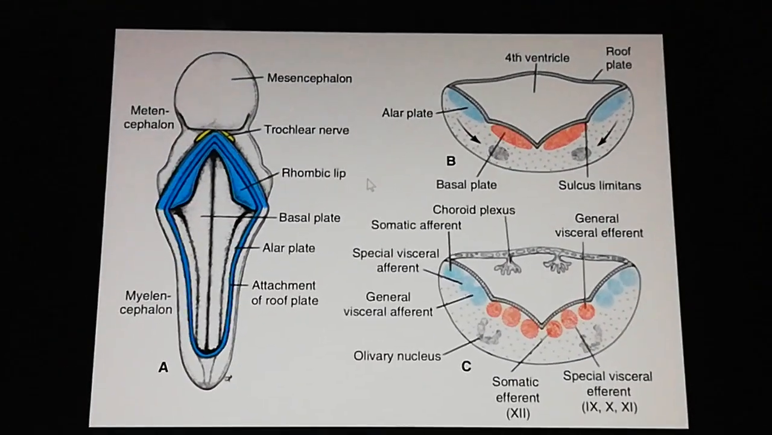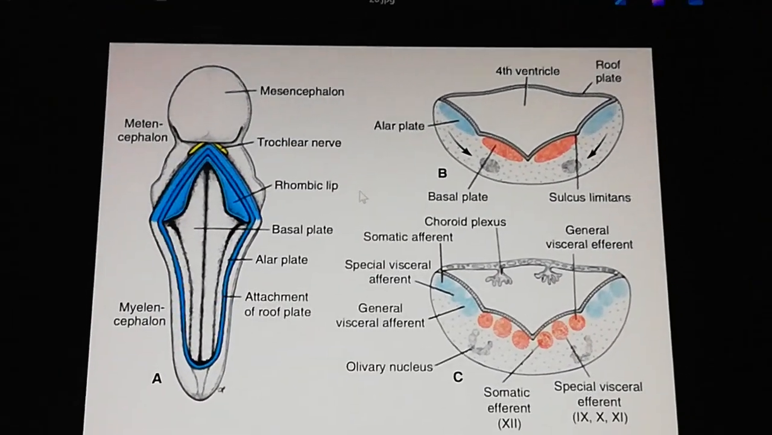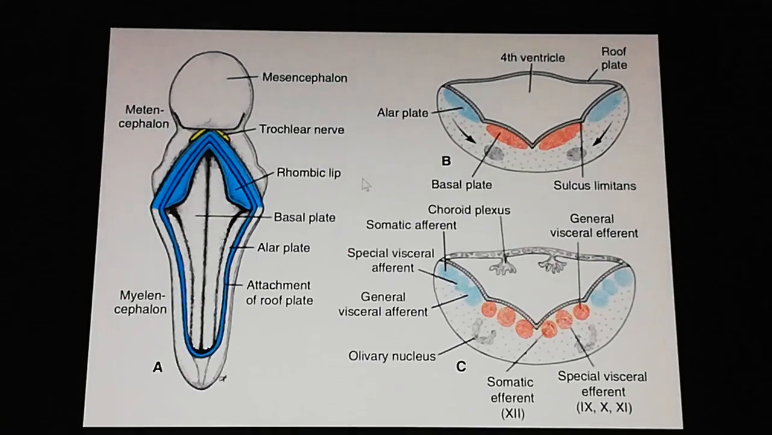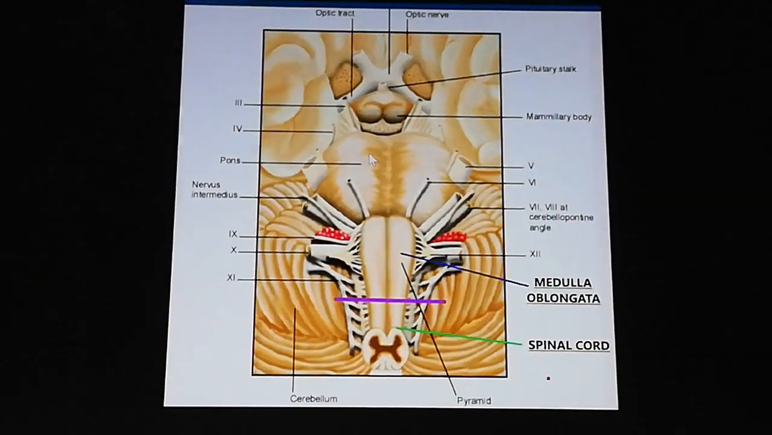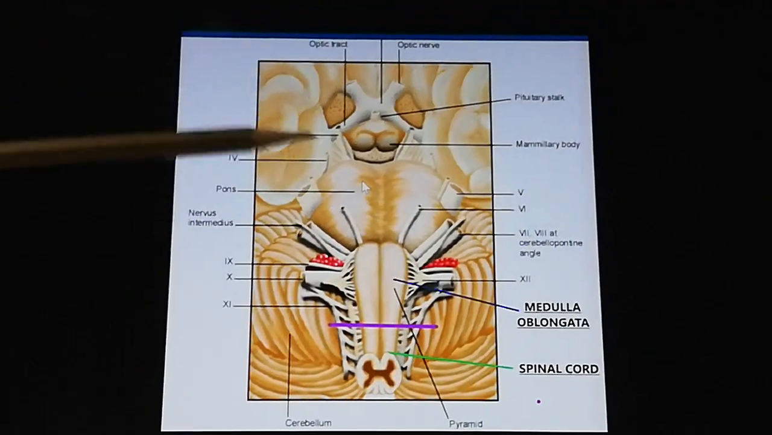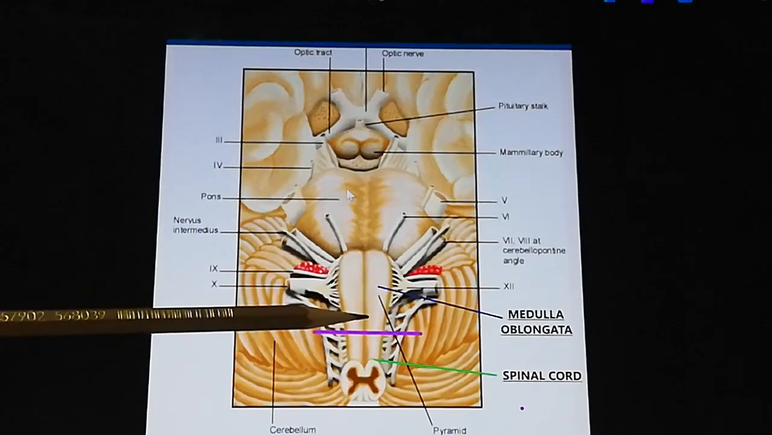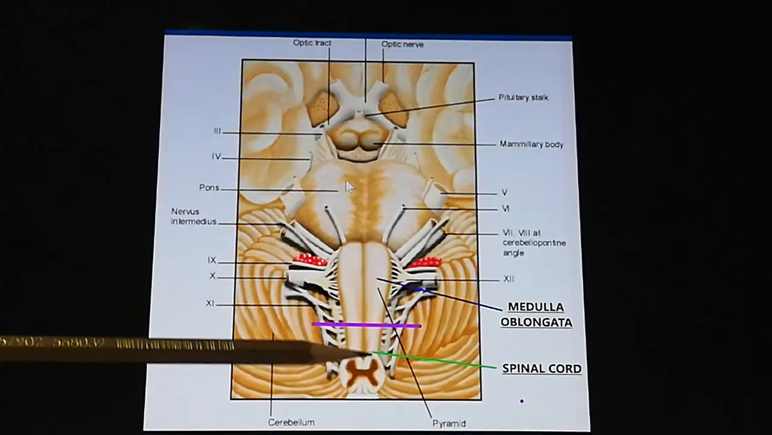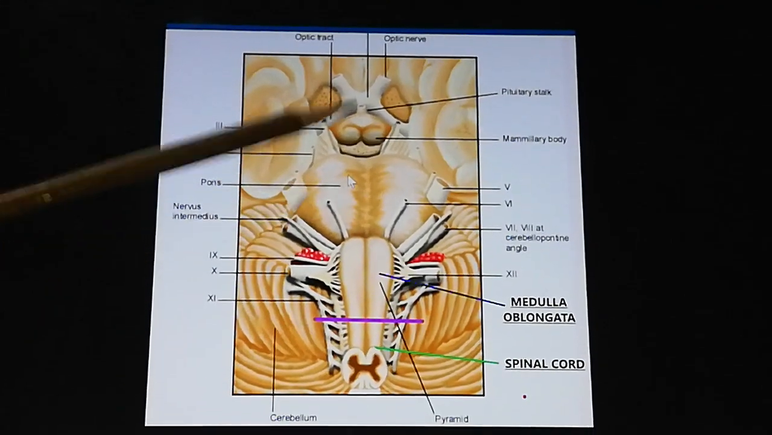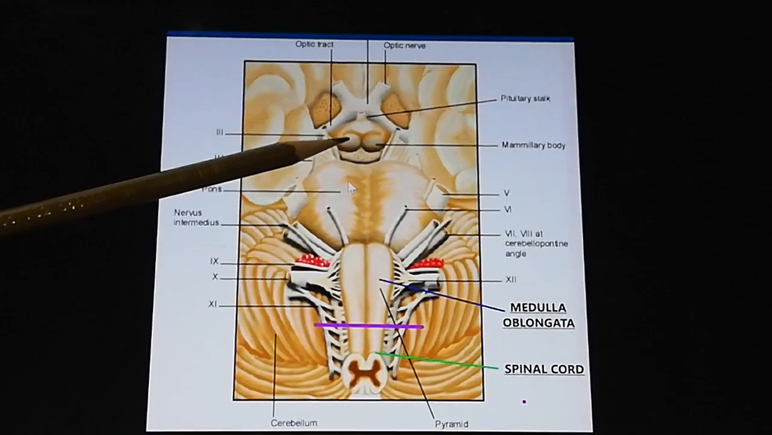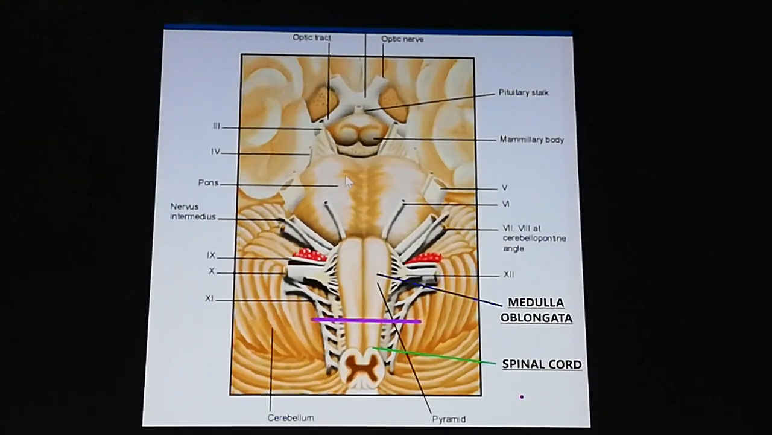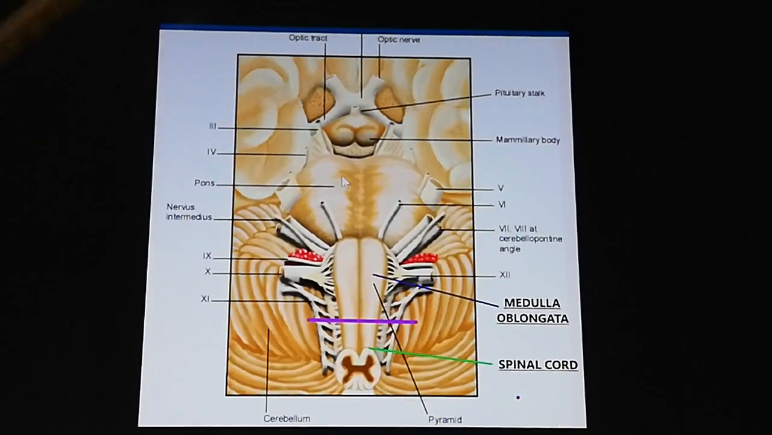Again a picture showing you the arrangement of the LR plates and their functional components. Now this picture will make you remember that we are looking at a picture of the medulla oblongata, and this is the spinal cord, this is the pons, this is the midbrain region. So let's have a look at the cranial nerves being attached here.